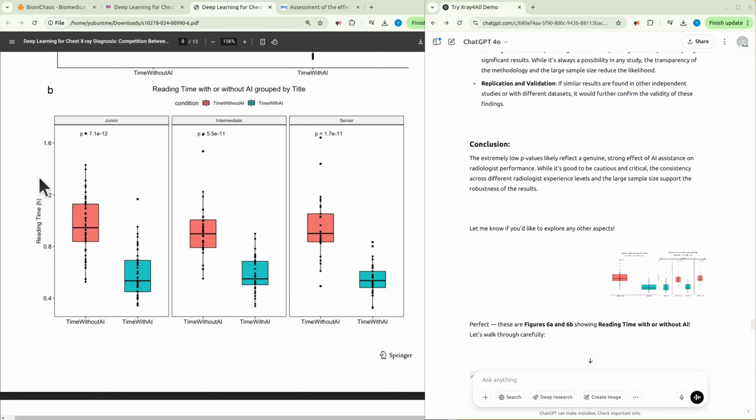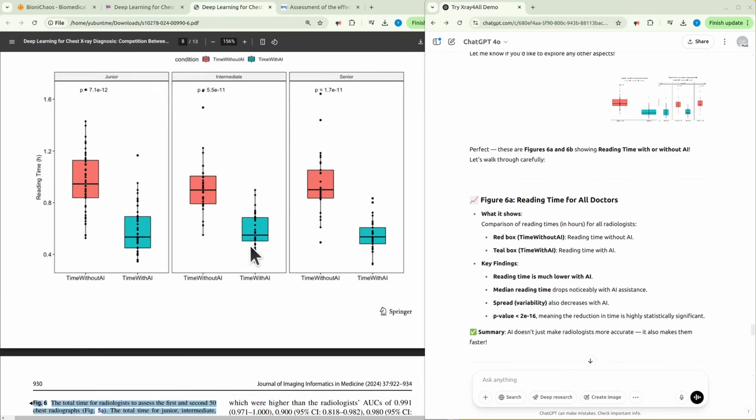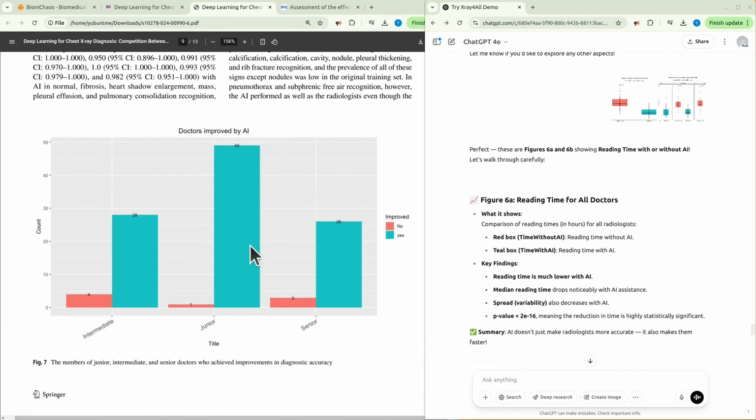Importance for the paper's results, overall impact: the slight differences in reading times between intermediate and senior radiologists without AI are not a major focus. The key takeaway is that AI assistance reduces reading time across all experience levels. The small differences in reading times between intermediate and senior radiologists without AI aren't crucial to the paper's main findings. The significant point is that AI substantially reduces reading times for all experience levels, which directly supports the conclusion that AI improves efficiency and accuracy across the board.